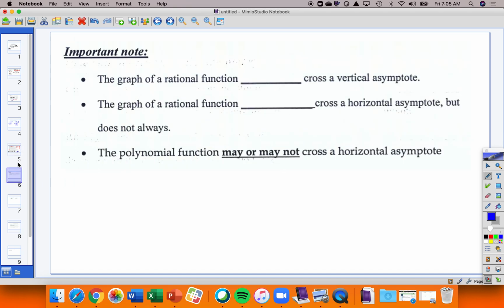So again, the graph of the rational function will never cross a vertical asymptote, and it can sometimes cross the horizontal asymptote, but not always, obviously.